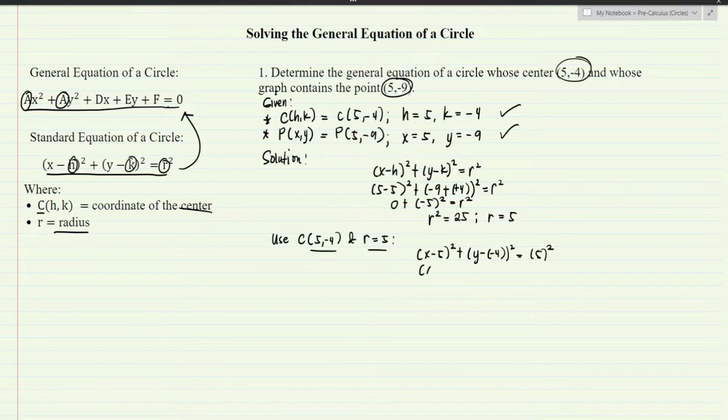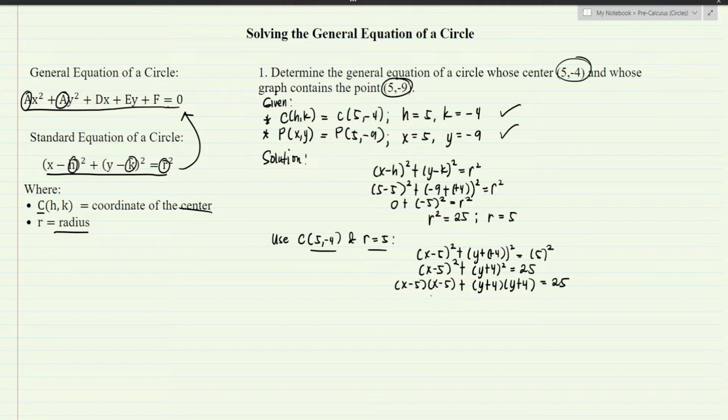Simplifying this one, I would have x minus 5 squared plus this one will become positive, and this one also will become positive. So I will have y plus 4 squared equals 25. Next step is to expand our binomials here. So I can rewrite x minus 5 squared as x minus 5 multiplied by x minus 5. Applying the same steps we did on the first term, I will also have y plus 4 multiplied by y plus 4, then equal to 25.